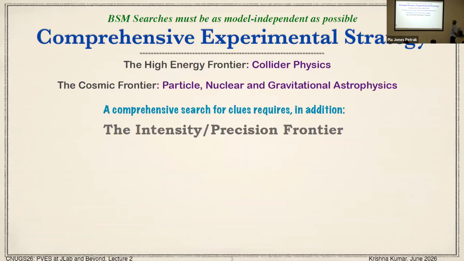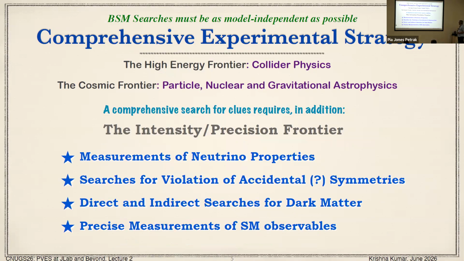Okay, so the intensity frontier. This is the focus here. This is my classification: neutrino properties, search for violation of accidental symmetries, direct and indirect searches for dark matter. I believe you're going to have a topical lecture on this next week, so I will say very little about this, but I will just motivate it at the end. And then this will be the topic for tomorrow.